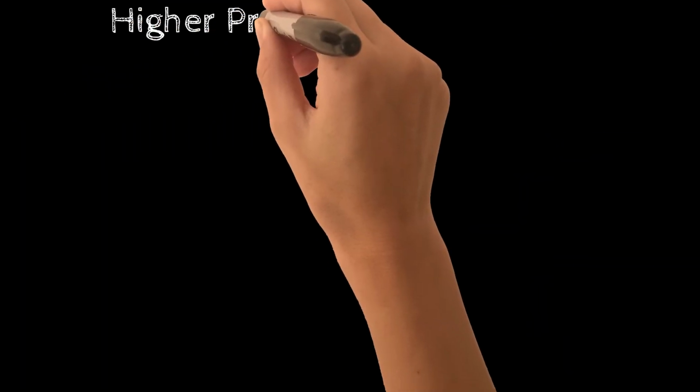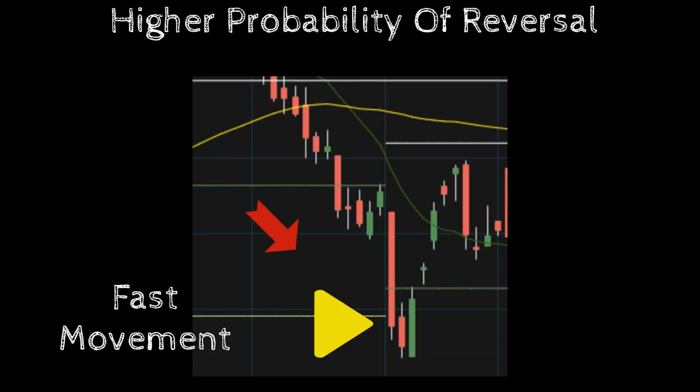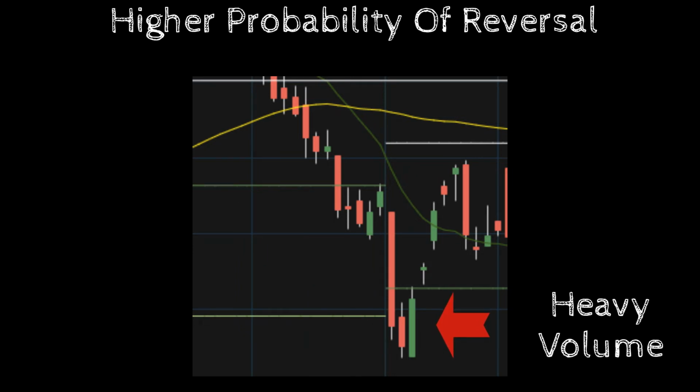The probability of reversal increases if the first candle's real body is very small with a very long real body of the second candle, if the pattern appears after a very fast move, and if there is a heavy volume on the second real body.